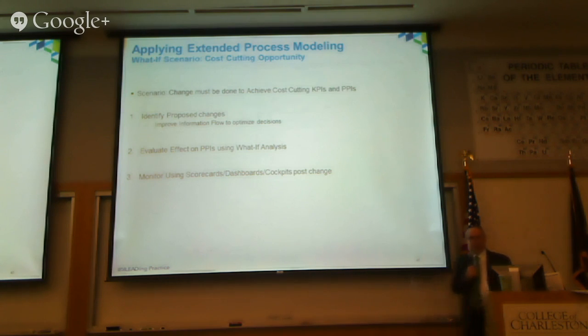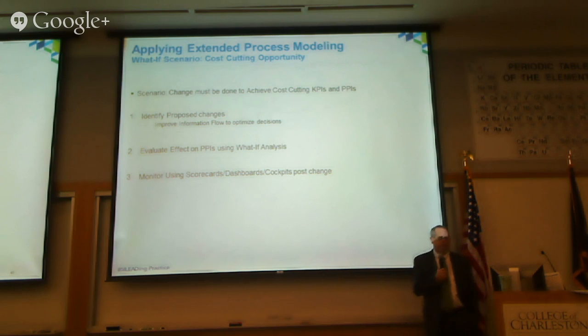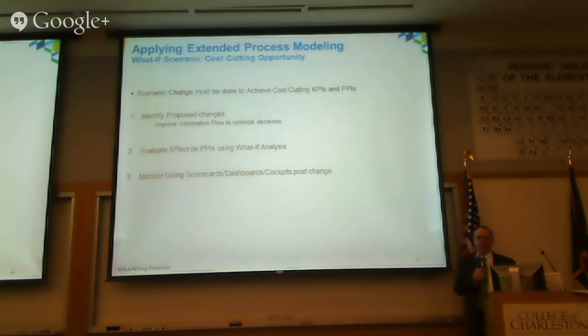Okay, so we're going to go through an application. Essentially, create a scenario, which is that we need to do some cost cutting. We have some KPIs and PPIs that are driving those cost cutting ideas. And we want to identify some proposed changes. The one that's been identified is driven by the fact that since this visual model can be understood by a wider variety of constituencies, different opportunities for optimization will come to light. We're going to evaluate the effect on the PPIs using what-if analysis, and then we're going to monitor going forward.